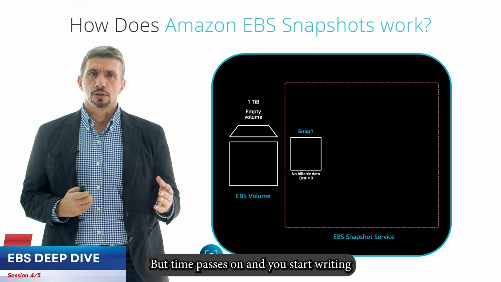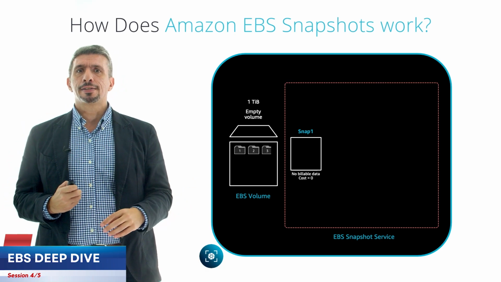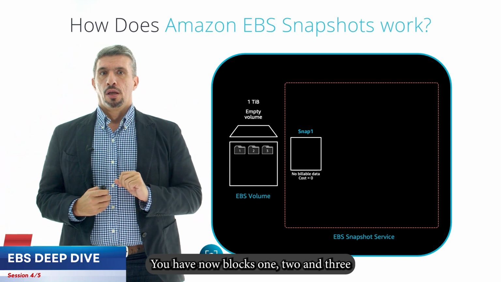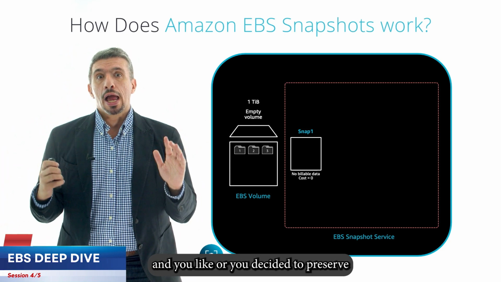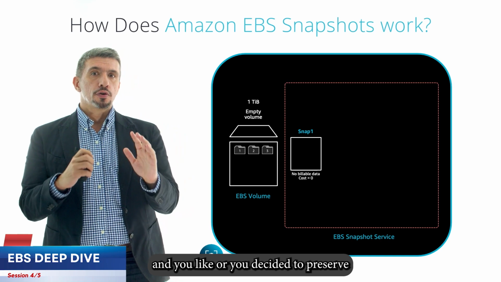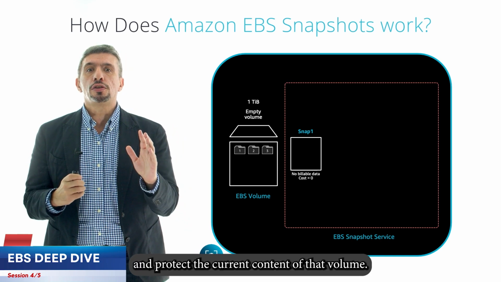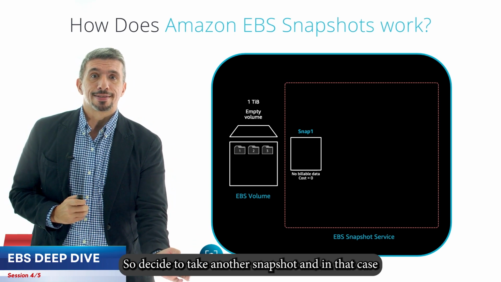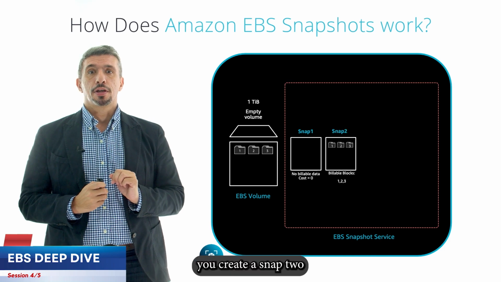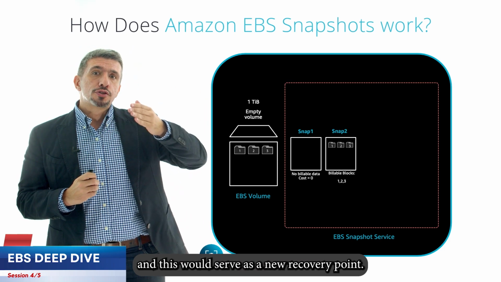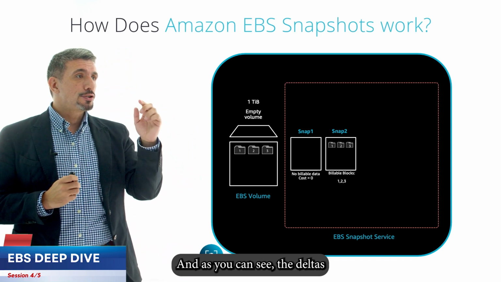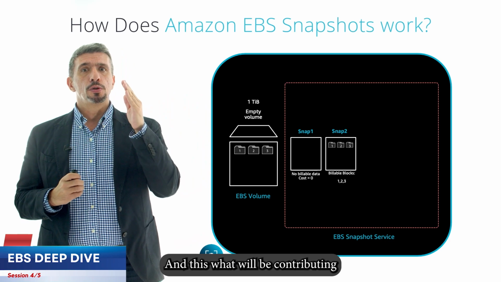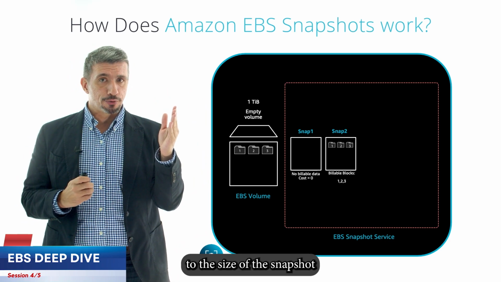But time passes and you start writing data to the disk. You now have blocks 1, 2, and 3. And you decide to preserve and protect the current content of that volume. So you take another snapshot, creating snap2, and this will serve as a new recovery point. As you can see, the deltas, blocks 1, 2, and 3, are copied, and this is what will contribute to the size of the snapshot.